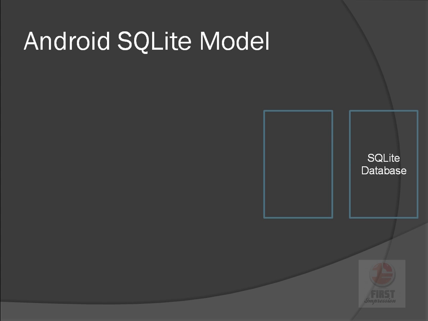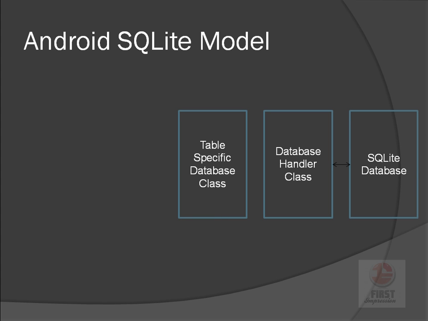Then, to the SQLite database, we have a database handler class. This handler class will access the SQLite database directly. So whatever operation you want to perform on the SQLite database will happen with the help of the database handler class. Accessing this database handler class will be done with the help of a table specific database class.